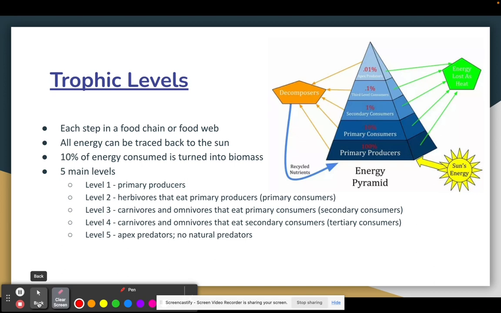Now, level 4 is going to be the carnivores and the omnivores that eat the secondary consumers. So maybe you have another organism that will come and eat the snake.